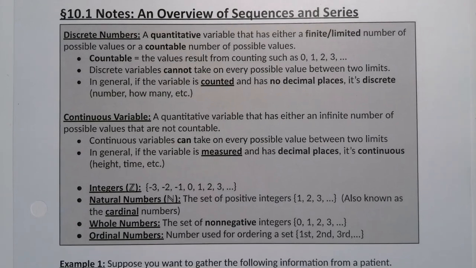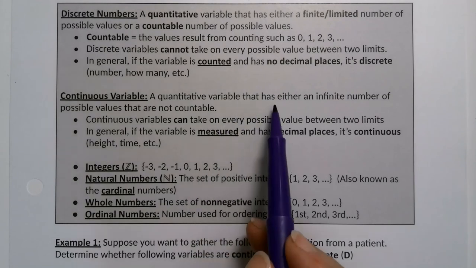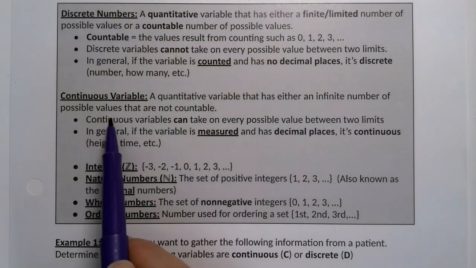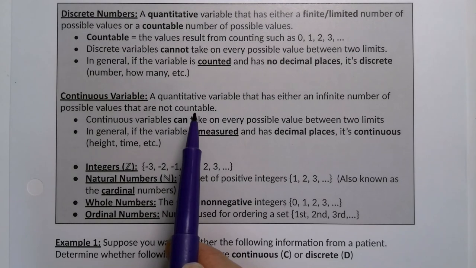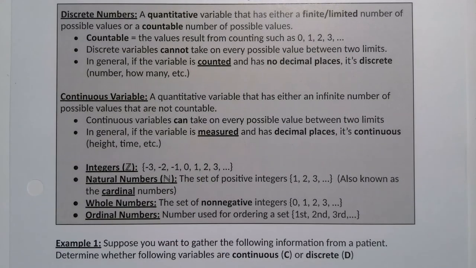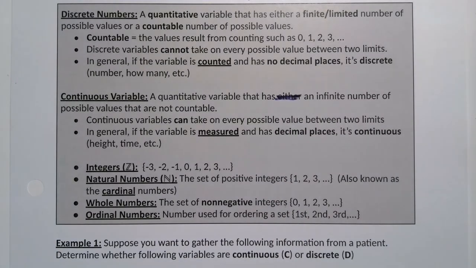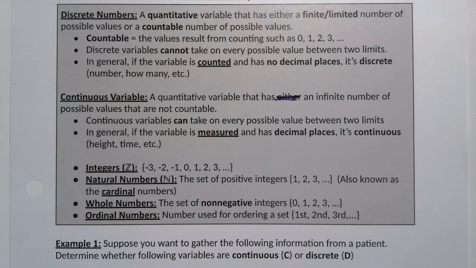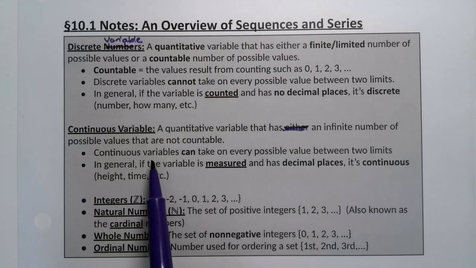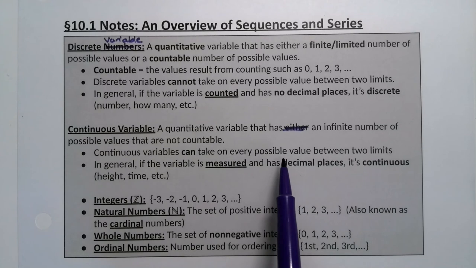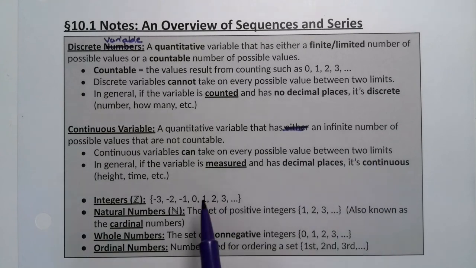Continuous variables are quantitative variables that have an infinite number of possible values that are not countable. I don't know why I have the "either" there. I think that was a copy paste error. Sorry about that. That means the continuous variables can take on every possible value between two limits. So in other words, it can be 1.576 or 2.32333475, right? It can do that, whereas countable numbers cannot. Countable numbers have to be 0, 1, 2, 3, and so on.